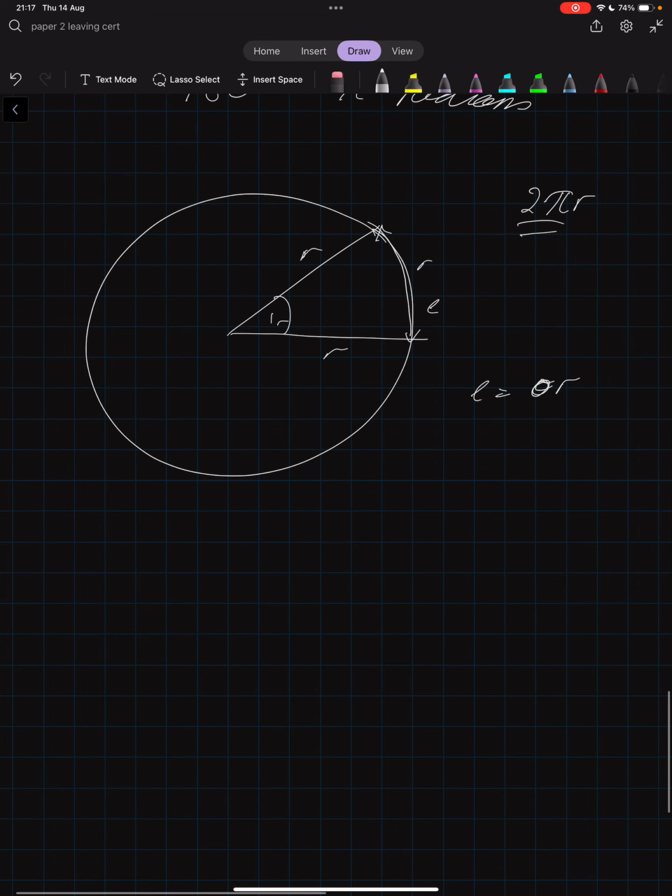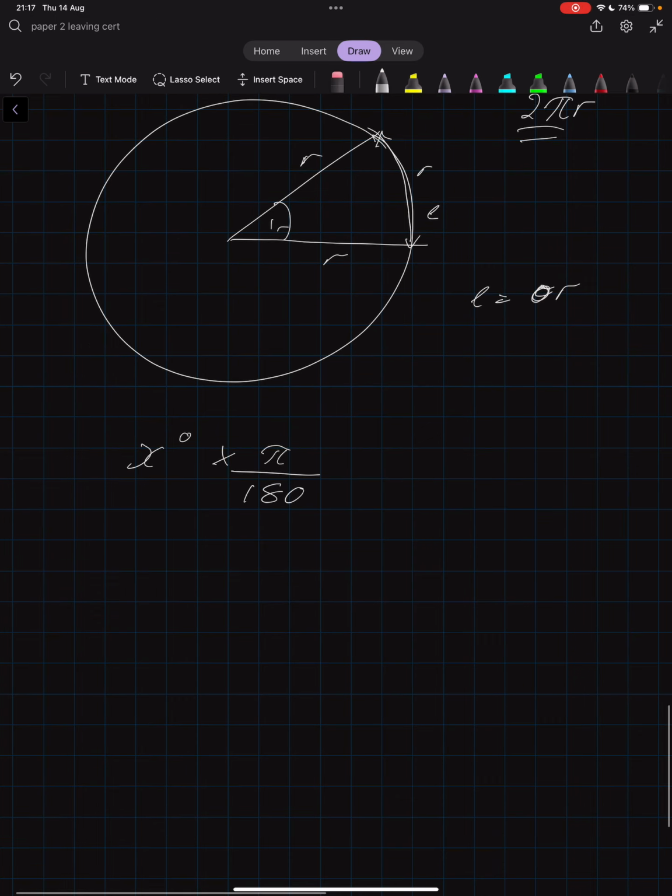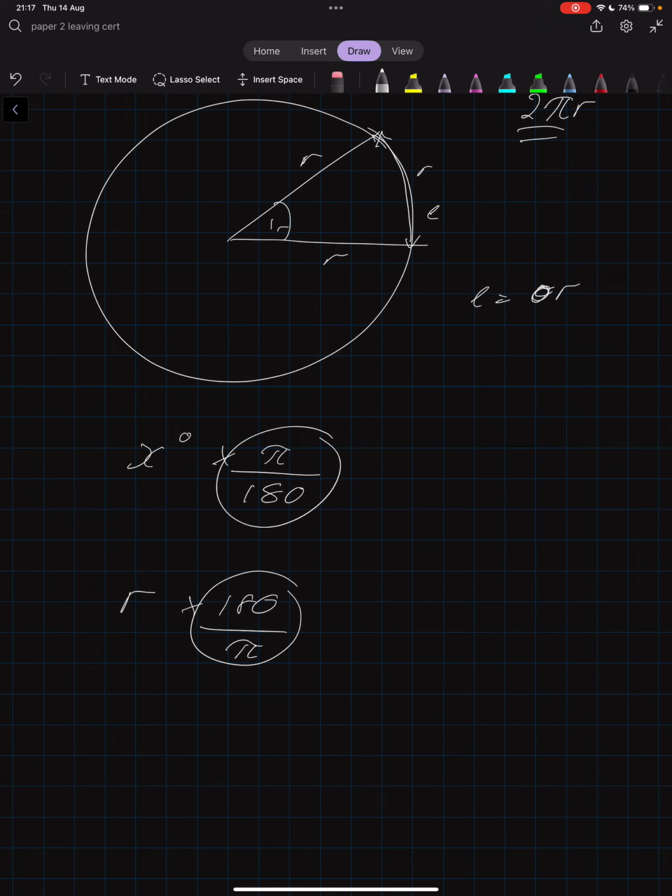So let's say we have x degrees. How do we go to radians? You multiply it by pi and you divide it by 180. Let's say I have radians, I multiply it by 180 and I divide it by pi. So those are your 2 conversion factors. That's just converting degrees to radians. It's really not that bad.